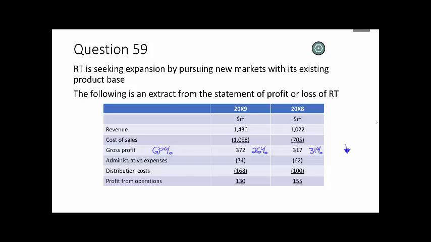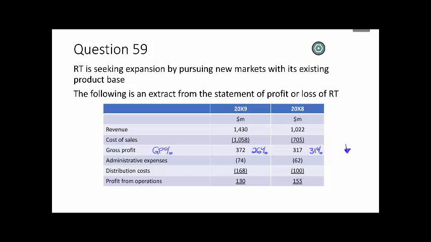Bear in mind though that gross profit is affected by both sales and purchases, so movements in sales or purchase prices could affect that. However, given that this is an existing product base, there's nothing to suggest that the price of our products will have changed, so it does seem possible that actually the expansion is at the cost of reducing sales prices.